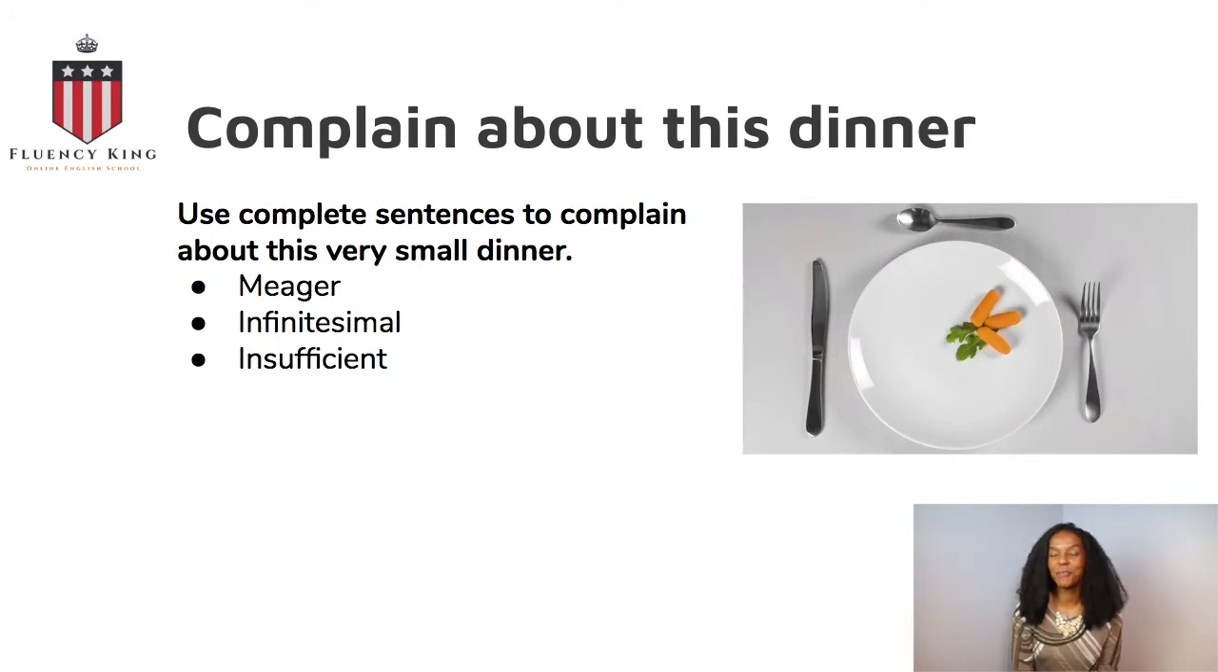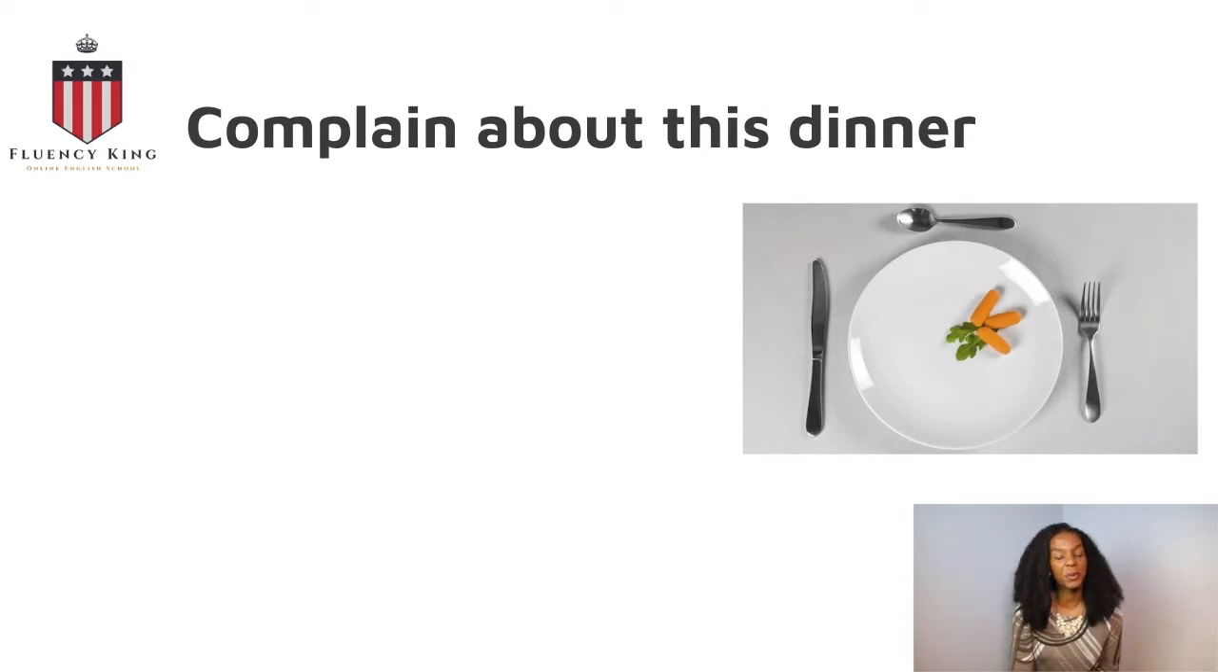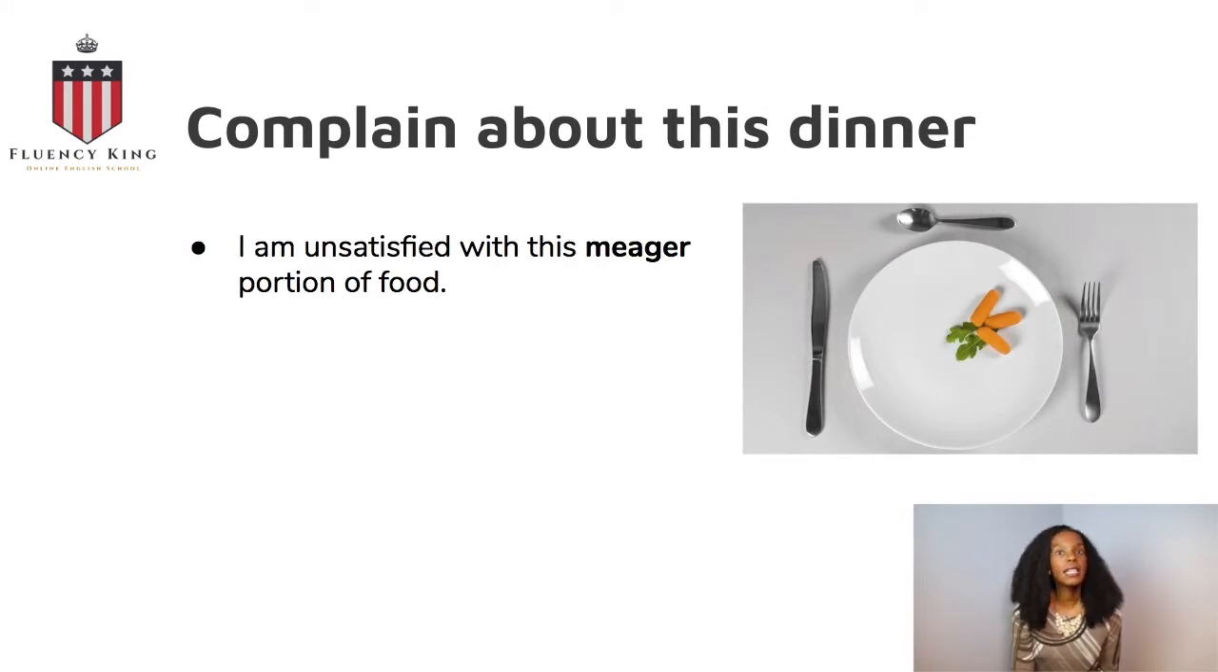Now let's try another one. I'd like you to complain about this very small dinner here. So use complete sentences to complain about how small the dinner is, using words like meager, infinitesimal, and insufficient. So some examples would be, I am unsatisfied with this meager portion of food. So this very small amount of food, meager portion of food.